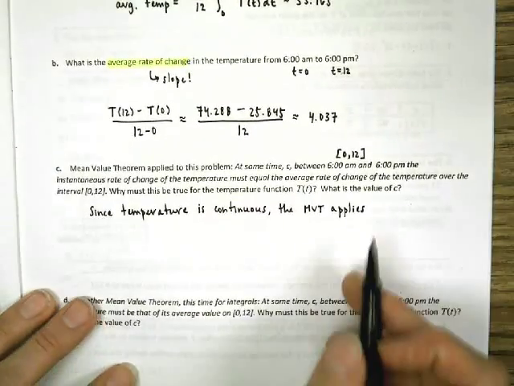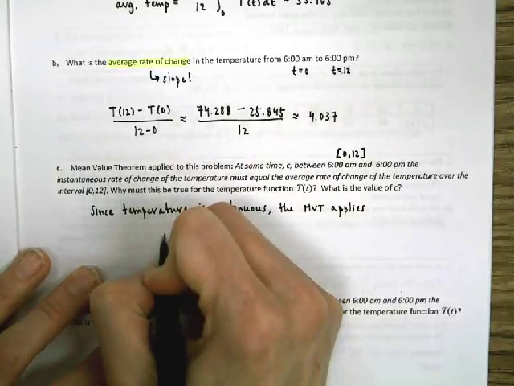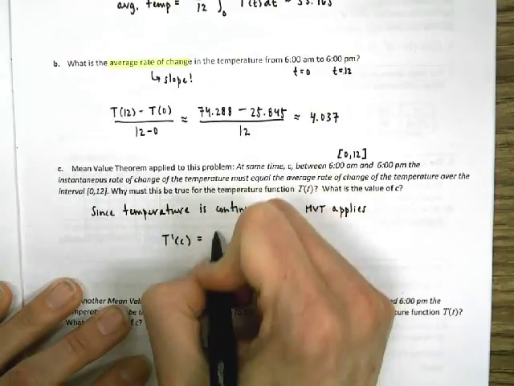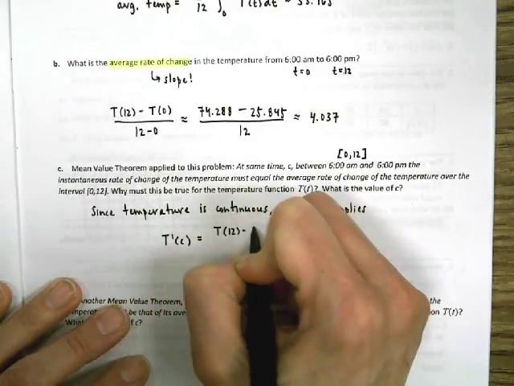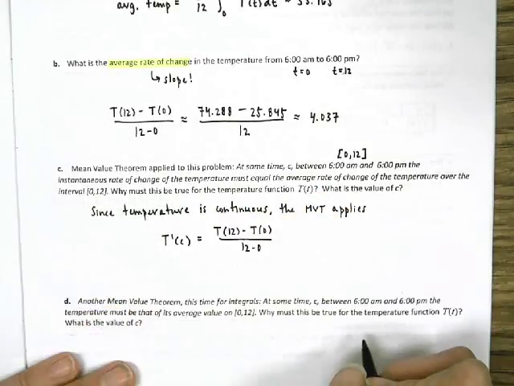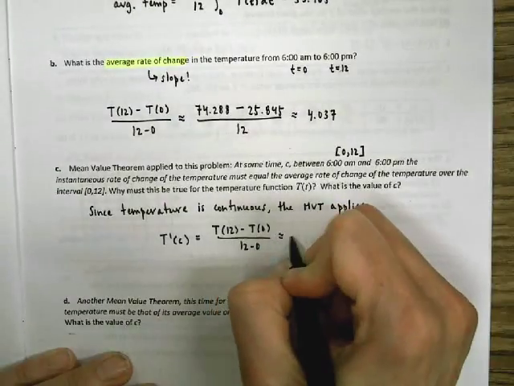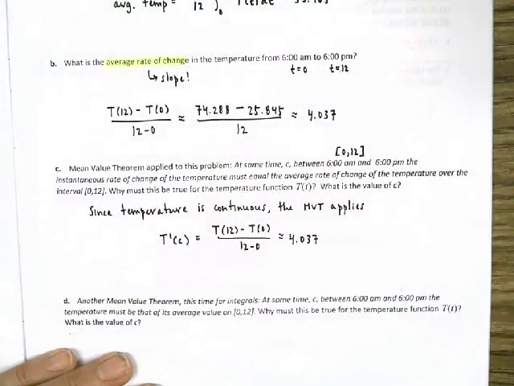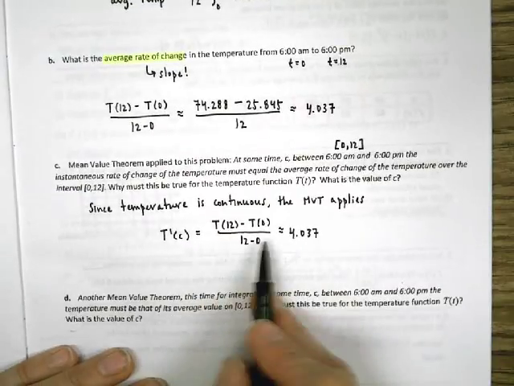So now we need to find our value of c. Again, it says the instantaneous rate of change, so T prime of c, has to equal the average rate of change. So we know that's T(12) minus T(0) over 12 minus 0, right? And we knew that value is approximately 4.037. So I need to figure out where these things are equal.